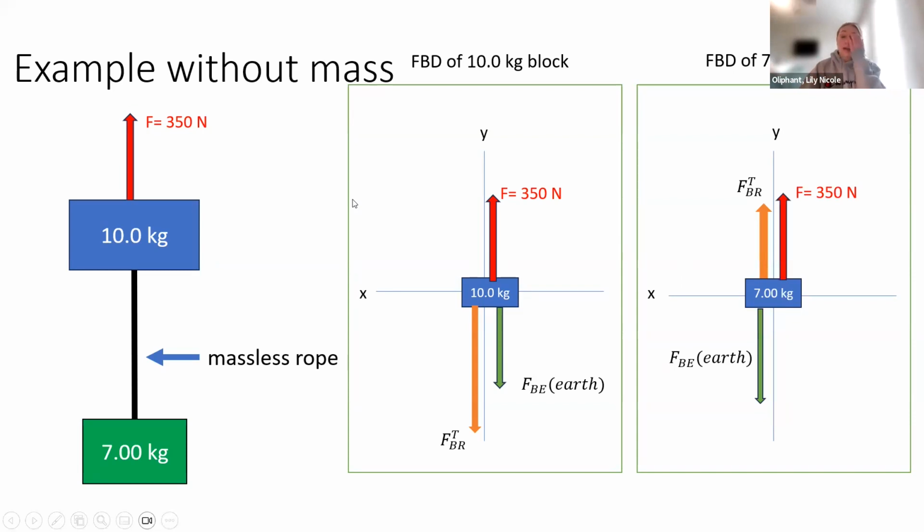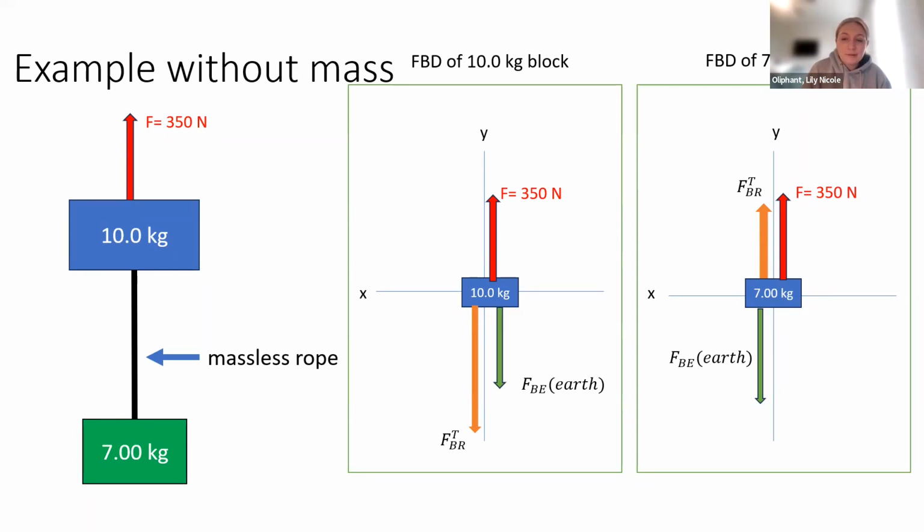So now we're going to look at a diagram where the rope does not have mass and what the difference is. As you can see here, there's no free body diagram for the rope. Since it's massless, it doesn't need to be taken into account, and it doesn't need its own free body diagram since it does not have any mass associated with it. So here we have the free body diagram of the 10 kilogram block and the free body diagram of the 7 kilogram block. Both are very similar.